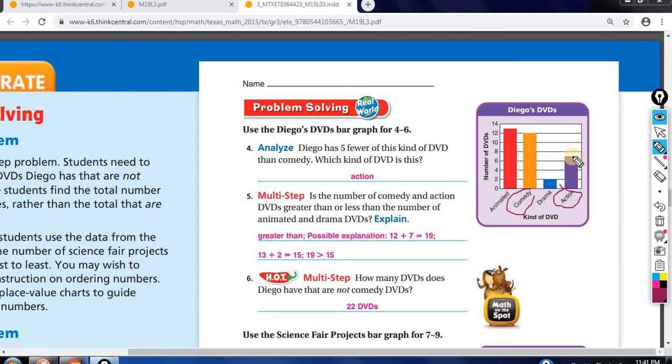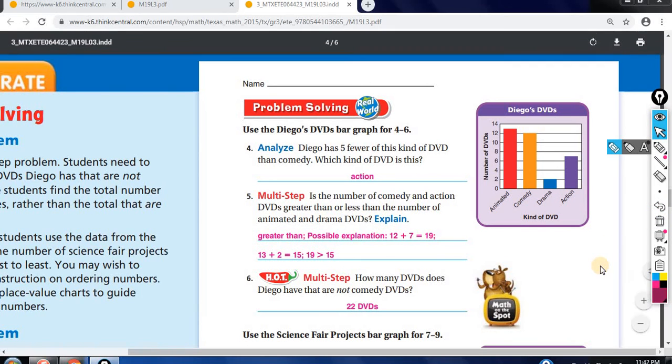So this is 12 plus 7. That's your 19. This is the comedy and action. Okay. Then the number of animated and drama. Animated is 13 and drama is 2. That's your 15 here. So 19 is greater than 15. I apologize for that. It is late in the evening right now, and my eyes are getting a little bit old here. That was the error I made. I was looking at this one and then this one. But again, you see how you could easily make the error, but you can always come back and check it. Check your work.